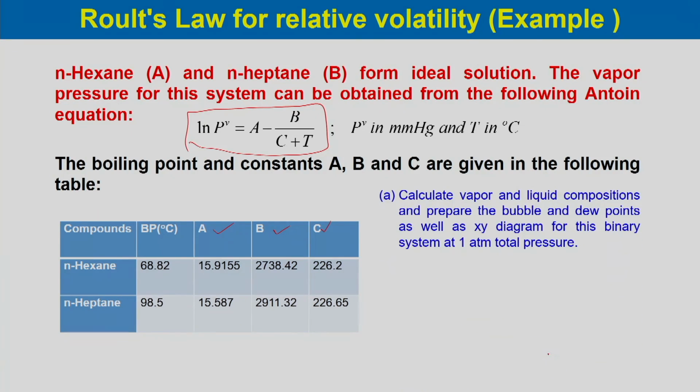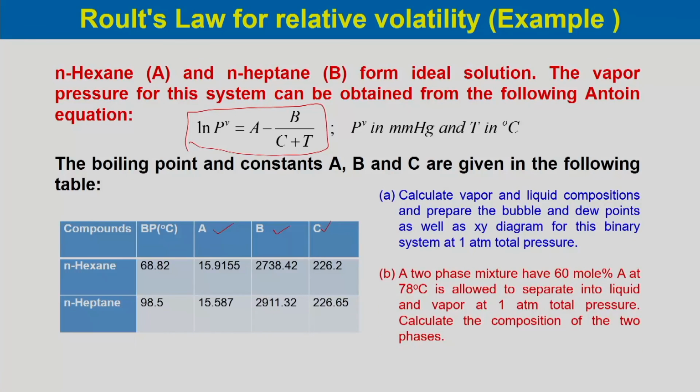Now, we need to calculate the vapor and liquid composition and prepare the bubble point and dew point curves as well as the XY diagram for this binary system at 1 atmosphere total pressure. That is the first problem. The second one is a two-phase mixture having 60 mole percent of A at 78 degrees centigrade, which is allowed to separate into liquid and vapor at 1 atmosphere total pressure. We need to calculate the composition of the two phases.